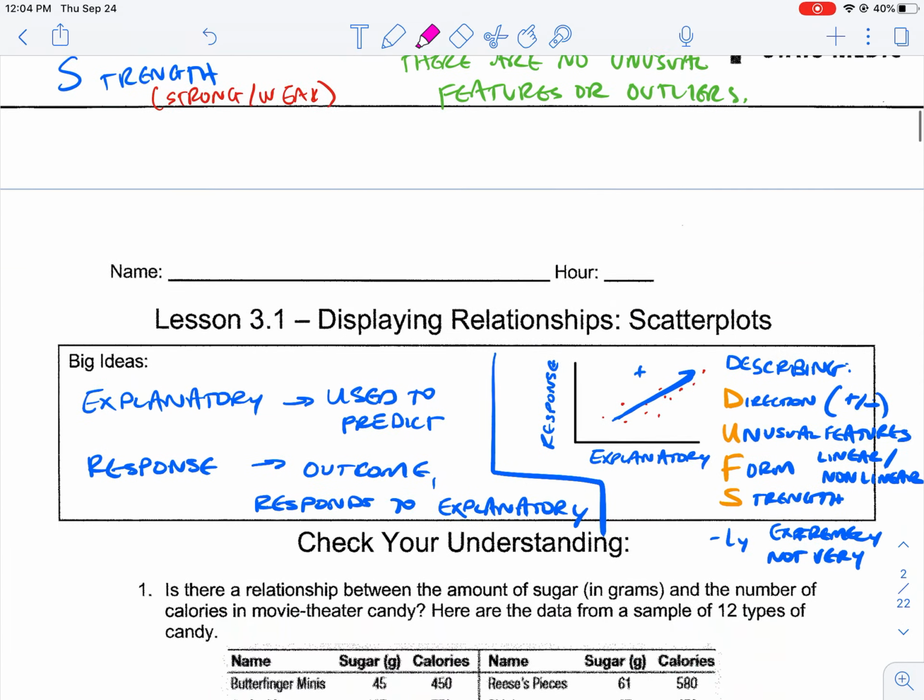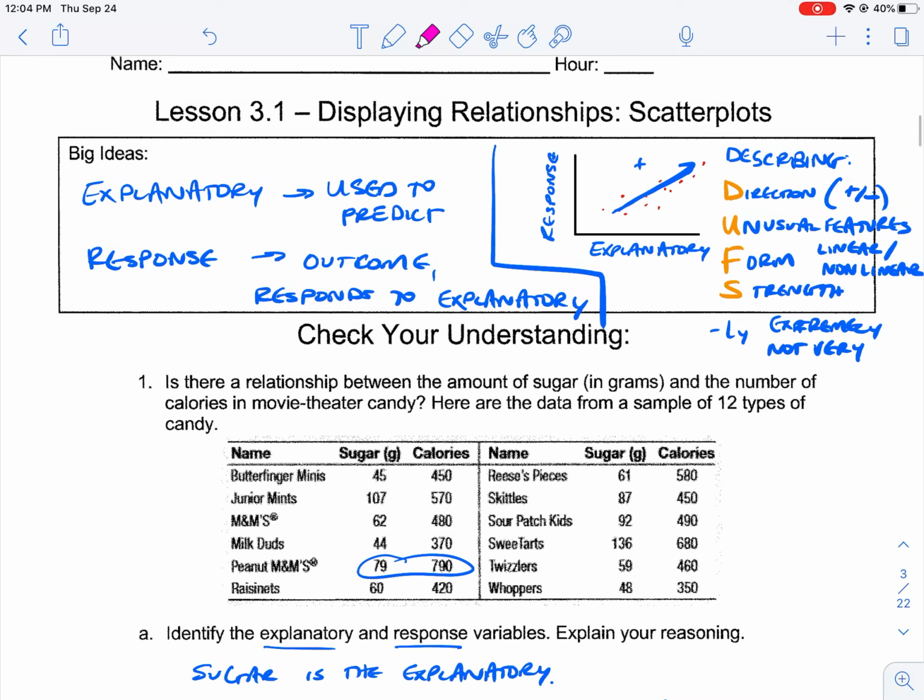So that is the basics of displaying relationships in scatterplots, but really not just putting together the scatterplot, which I think you're going to be pretty good at, but it's really doing the analysis of what is important about these scatterplots.